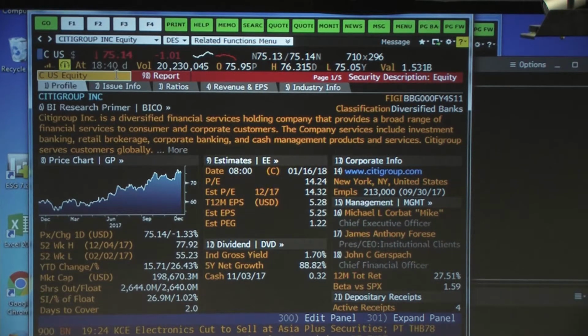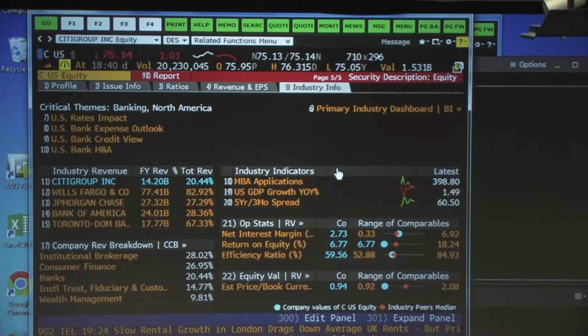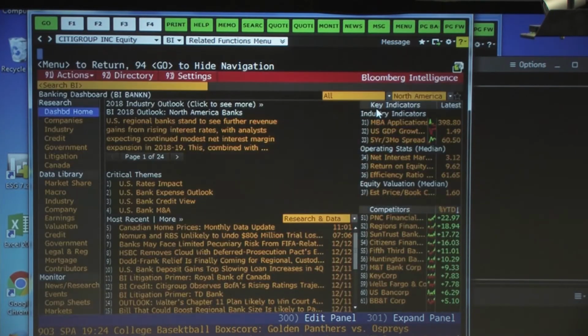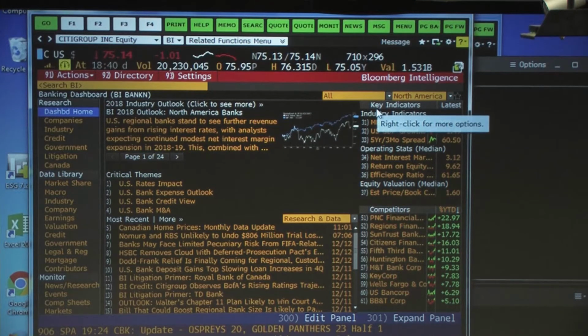So one of the things I want to highlight here is if we go to the industry info page. There's something here called the primary industry dashboard. If anyone has done industry analysis, you can look at all the competitors within its industry. So right now, in Citigroup's industry, it's known as the banking dashboard, or the BI. This is the function you can write to enter it in. So BI Bank N. The letter N represents North America. So basically, you can see all the competitors within it.